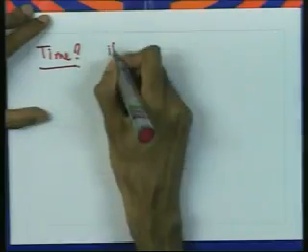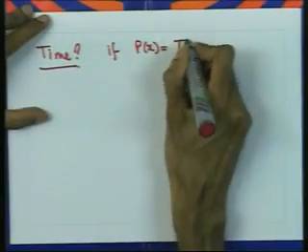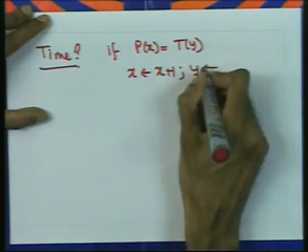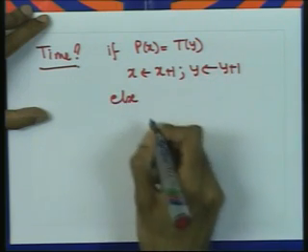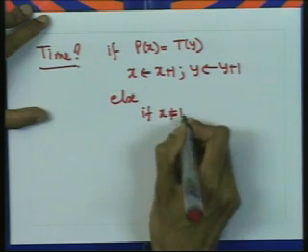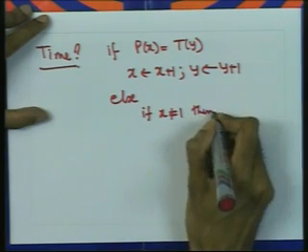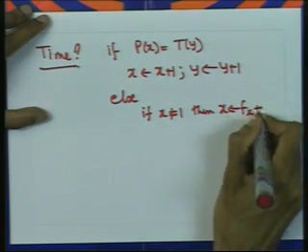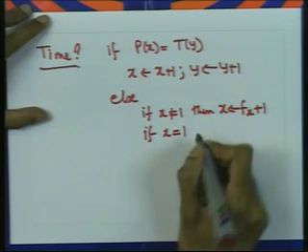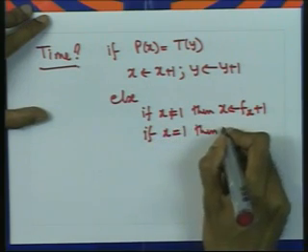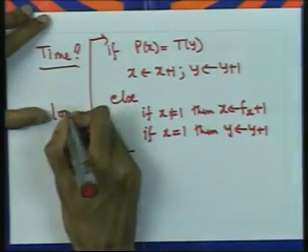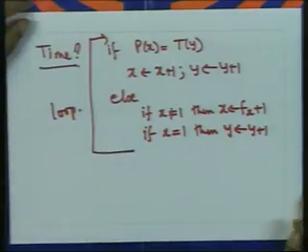It says if p[x] equals t[y], then x is made x plus 1, y is made y plus 1. Else the crucial step is, if x not equal to 1, then x is f(x) plus 1. So, you have shifted the pattern. If x equals 1, on the other hand, then y is y plus 1 and then you loop. This is the algorithm and then you check for success.